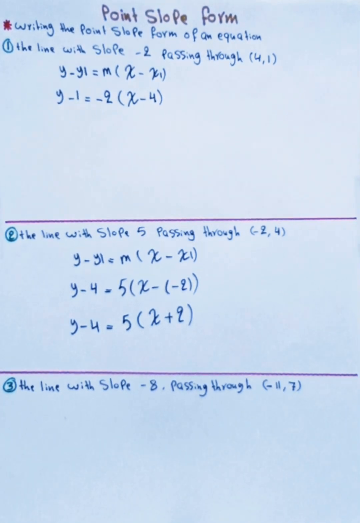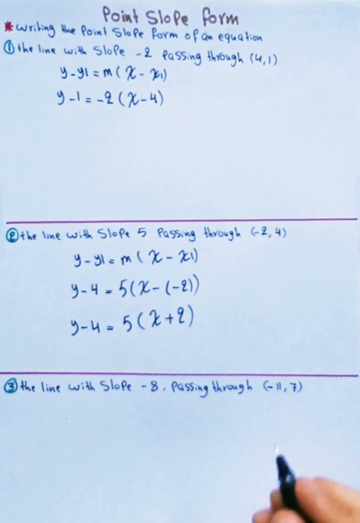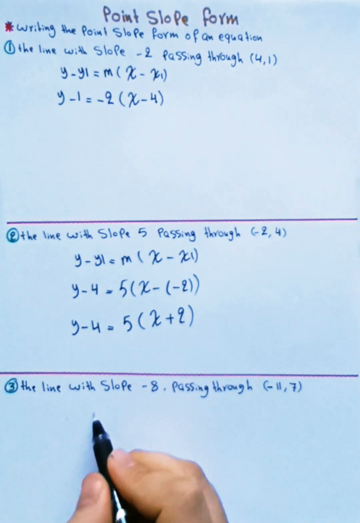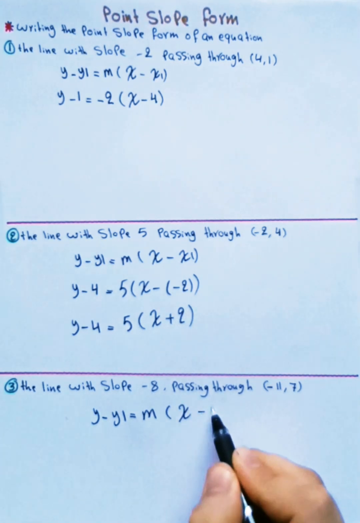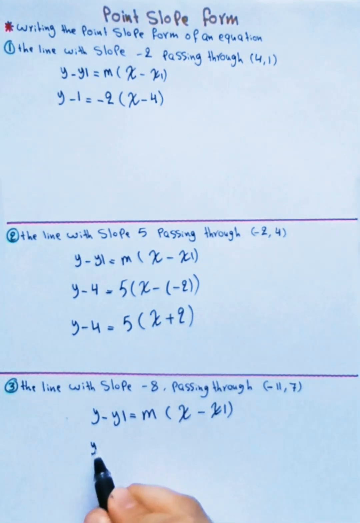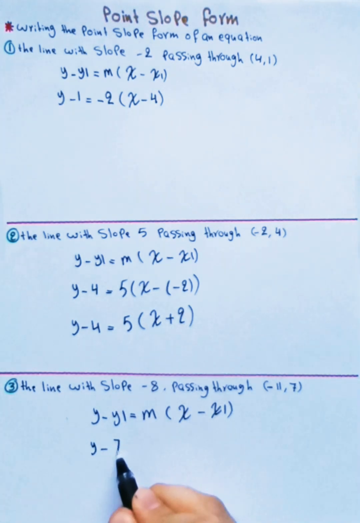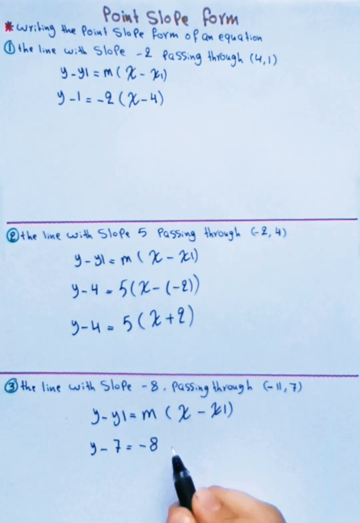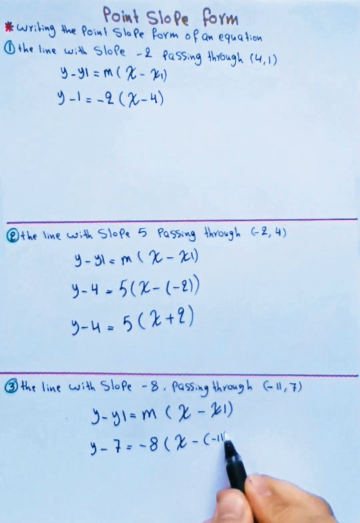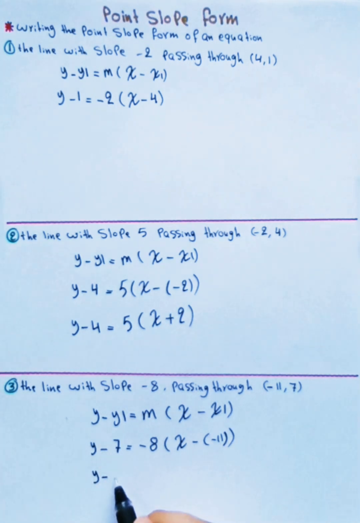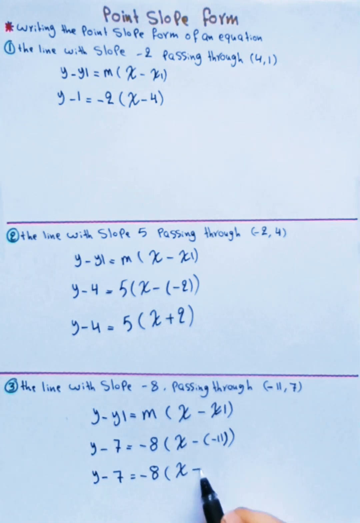Example number 3, we have to write the equation of the line that the slope is negative 8 and passing through negative 11 and 7. So the point slope form is y minus y1 equal to m times x minus x1. So y minus y1, y1 is 7, equal to the slope, negative 8, times x minus x1, x1 is negative 11. After that we have y minus 7 equal to negative 8 times x, minus times minus is plus 11.